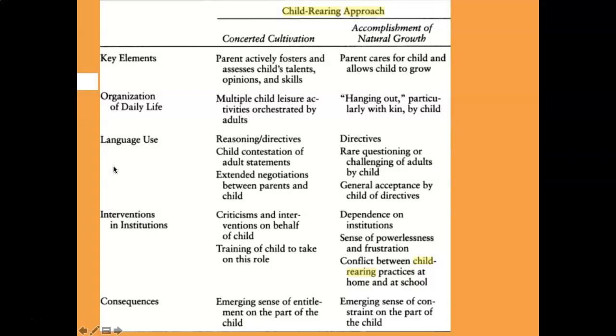All right, and here's a chart that outlines some of the key differences between these two strategies. For concerted cultivation, parents are actively fostering these experiences and trying to cultivate the talents, opinions, and skills of their children. For accomplishment of natural growth, you let kids be on their own and develop themselves. For organization of daily life, lots of activities.